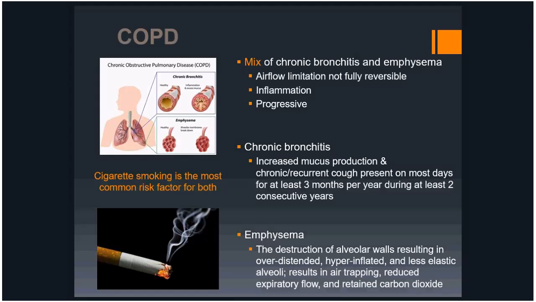The definition of COPD is typically a mix of chronic bronchitis and emphysema. However, it is noted here you've got progressive inflammation and airway limitation that is not fully reversible. Keep in mind that is one of the things that distinguishes it from asthma. Keep in mind smoking is the most common risk factor for both chronic bronchitis and emphysema.